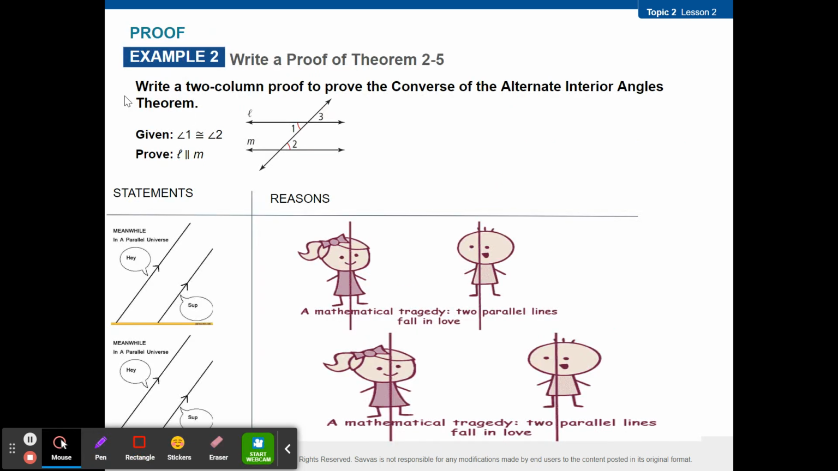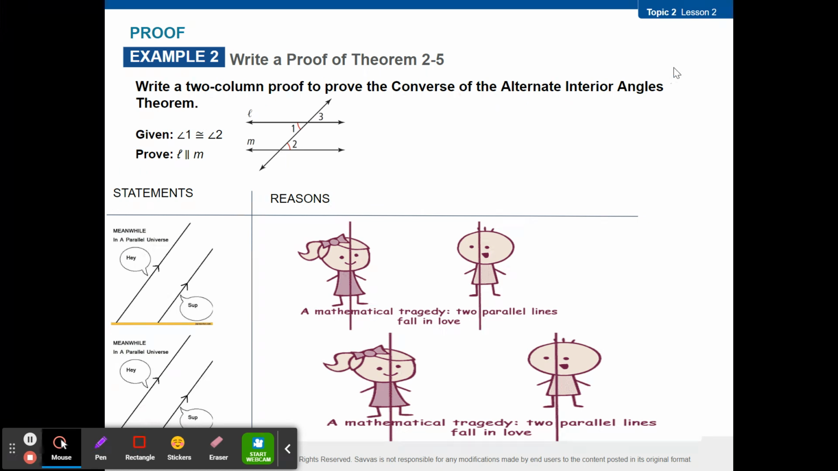All right, so let's talk about this first two-column proof. It says, write a two-column proof to prove the converse of alternate interior angles theorem. So here's the deal. They're giving you that the alternate interior angles are congruent. But what this means is you cannot use that to prove that it's true. You got to use something else. This is not a one and done type of proof.